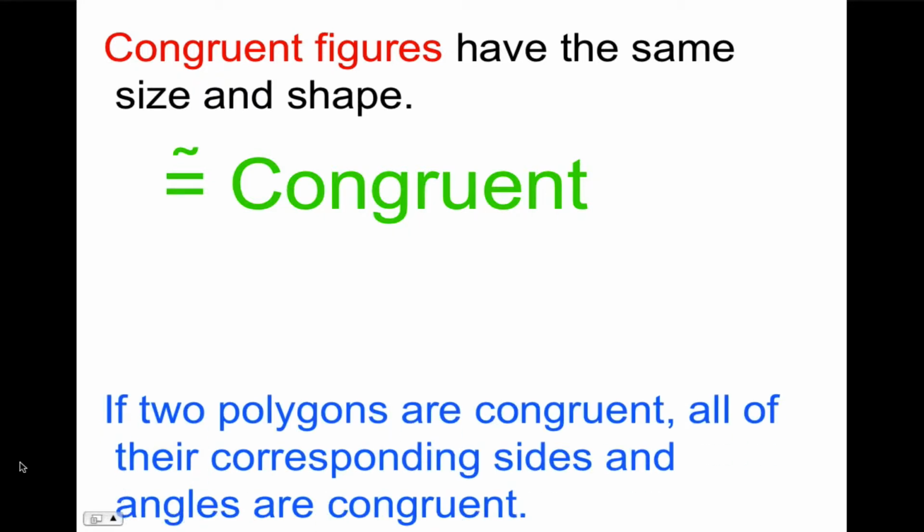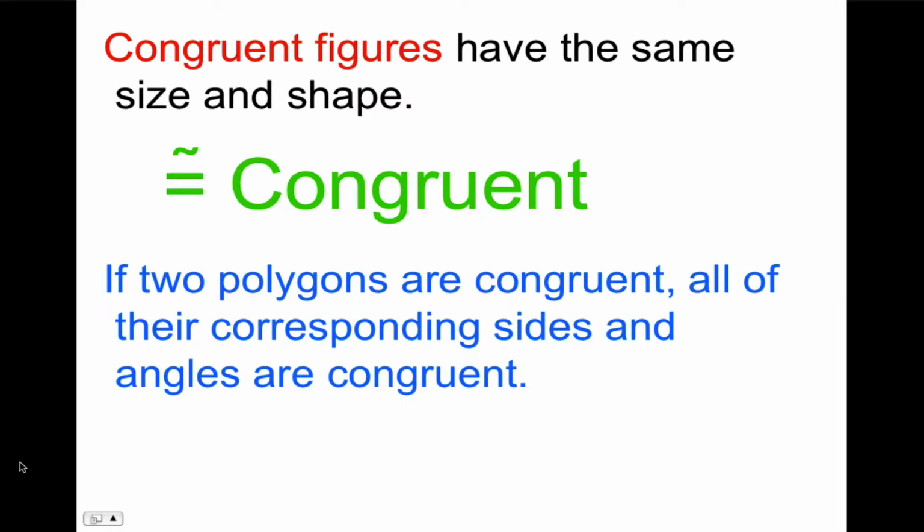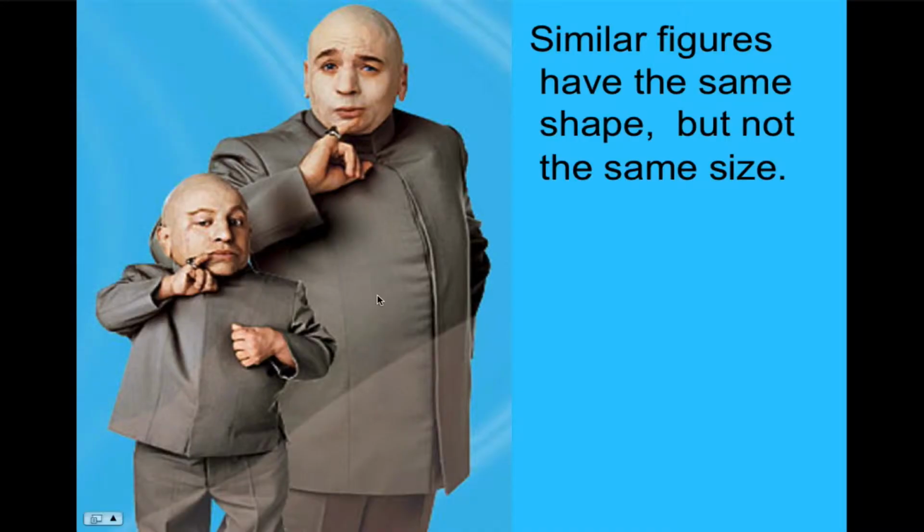Congruent. If two polygons are congruent, all of their corresponding sides and angles are congruent. In other words, they're the same size and shape. So congruent figures have the same size and shape. Similar figures have the same shape, but not the same size. Dr. Evil and Mini-Me are similar.